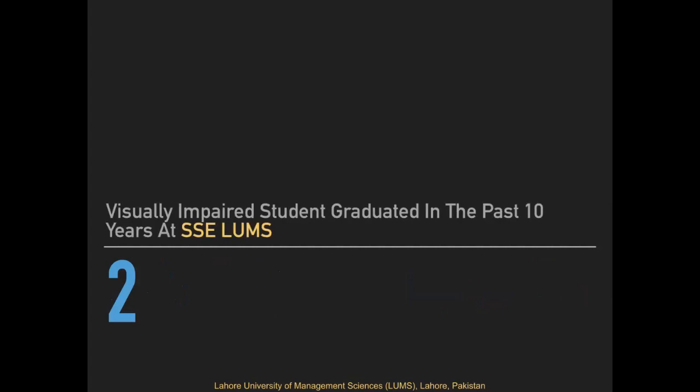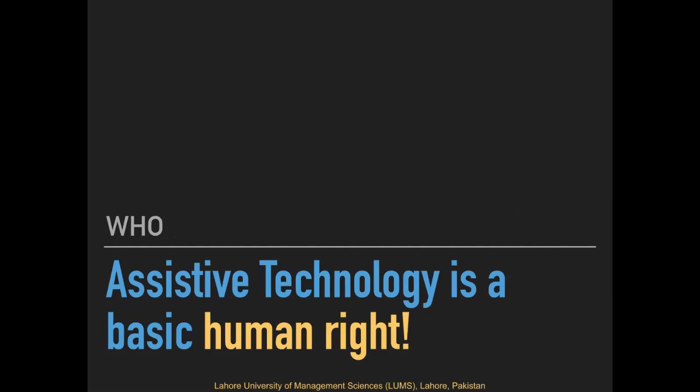So this is the number of visually impaired students who graduated in the past 10 years in my university. The top university in Pakistan, with one of the best engineering schools in the world, was only able to help 2 students graduate from their science and engineering stream. There were more students in arts and liberal arts, but only 2 in science and engineering. And that's really problematic.